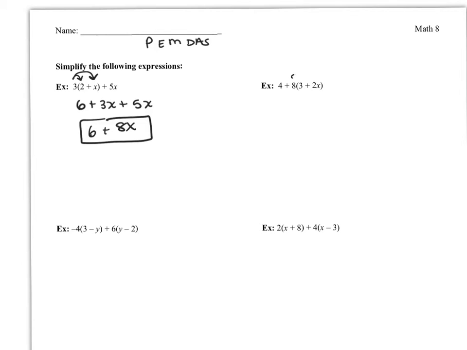So I'm going to distribute through my 8, which means I'm just going to drop down my 4, and then I'm going to have plus 24 plus 16x. And now I'm going to combine my like terms, which are 4 and 24. And so I end up with 28 plus 16x.